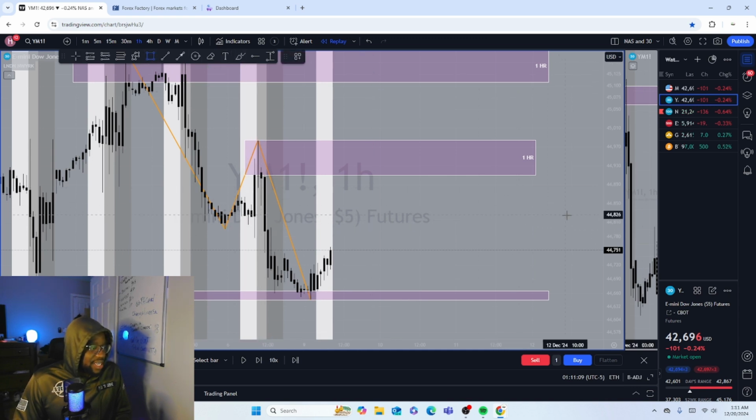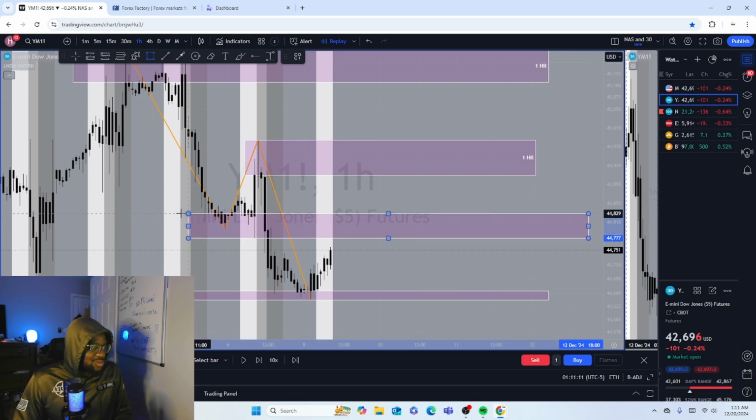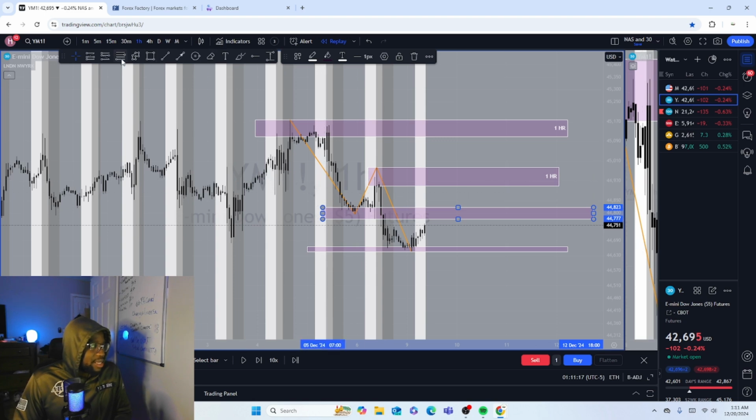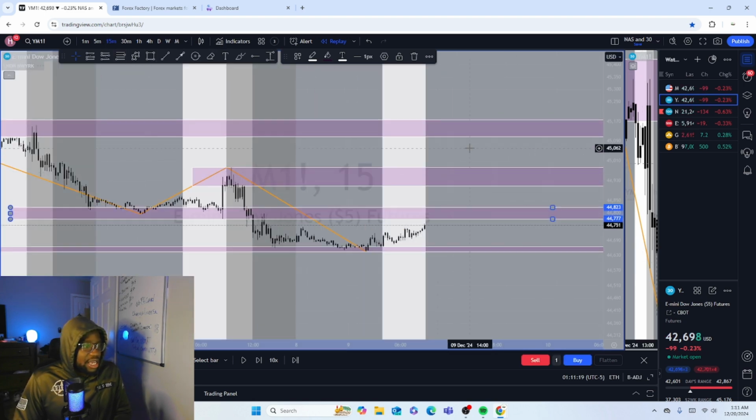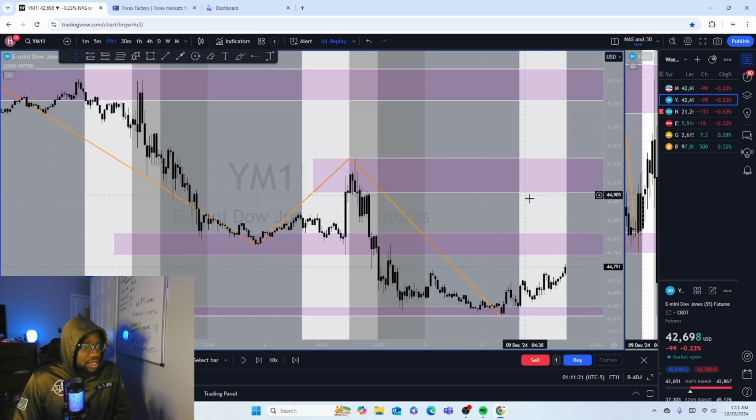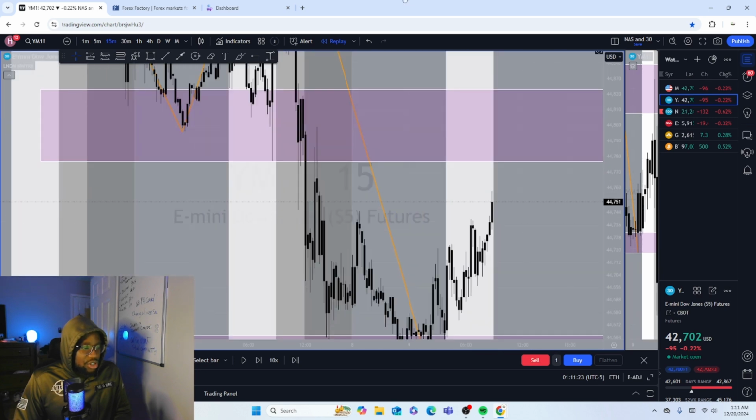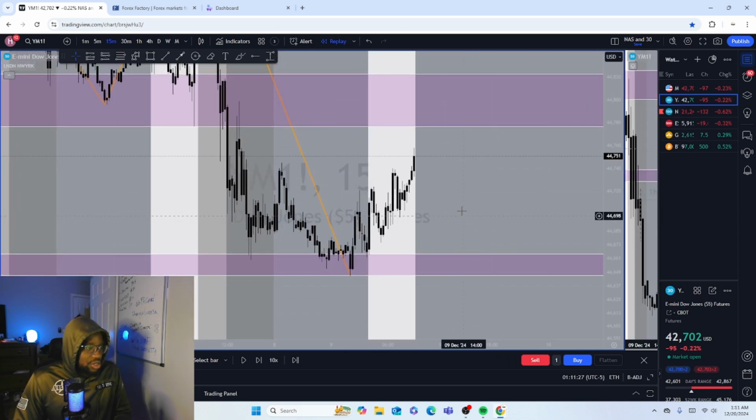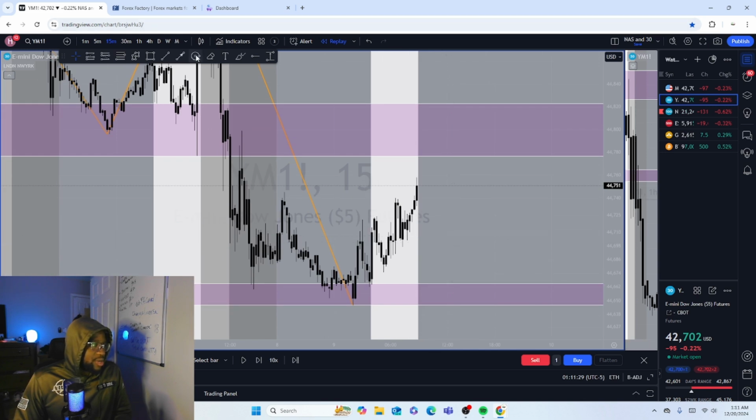I can identify this too. Right now I don't see anything else on the 1 hour time frame, so I'm gonna drop down to the 15-minute time frame. Let's see if we can see any other structure. And yes, indeed, we do see some structure. Where do we see structure, right?